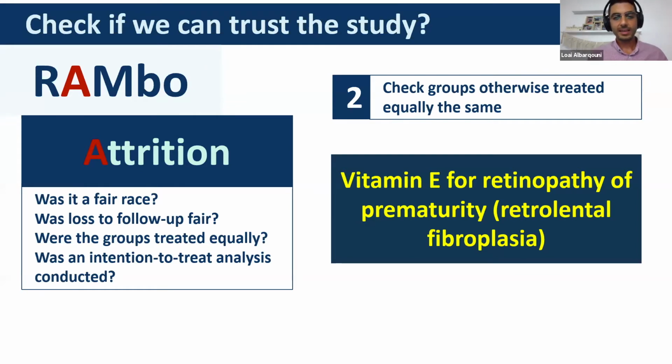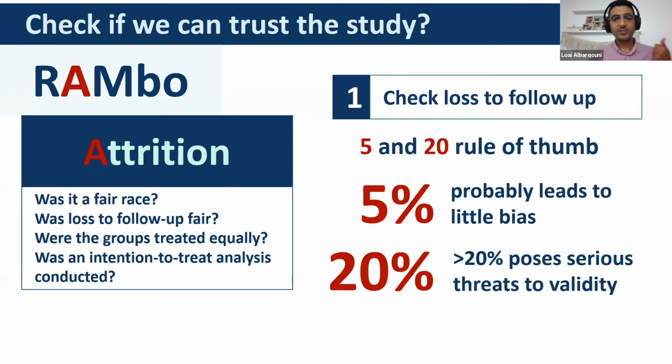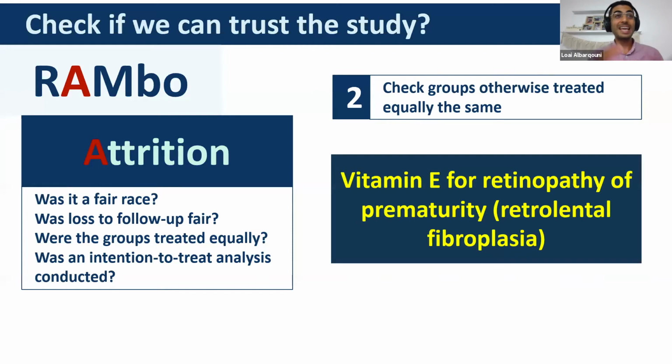So is that ethical? Yes, that's why you should treat both groups equally. You shouldn't have any differential in your treatment between the two groups. So that's in the attrition. The first thing in the attrition is to check the loss to follow-up. The second one is to check if there is anything apart from the intervention itself. Should be all equal between the two groups. All the groups should receive the same attention, the same medical care. Anything apart from the intervention should be equal.